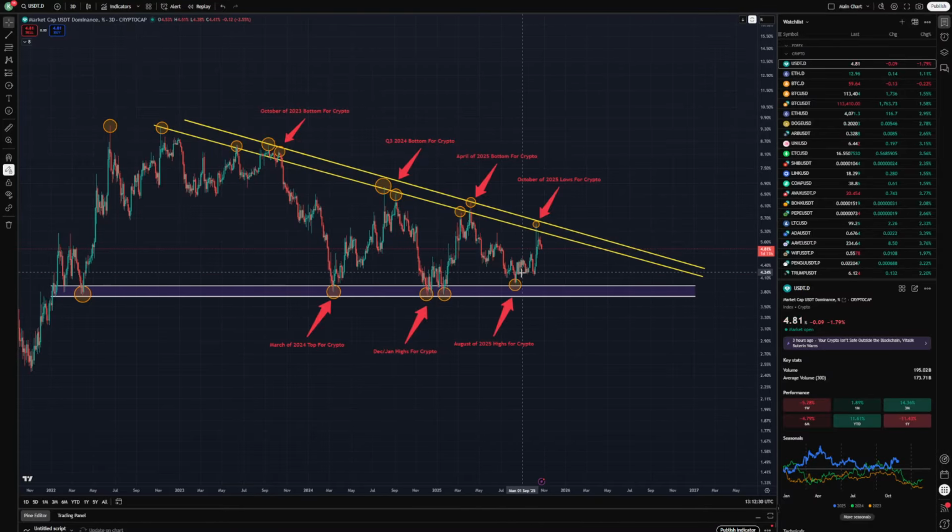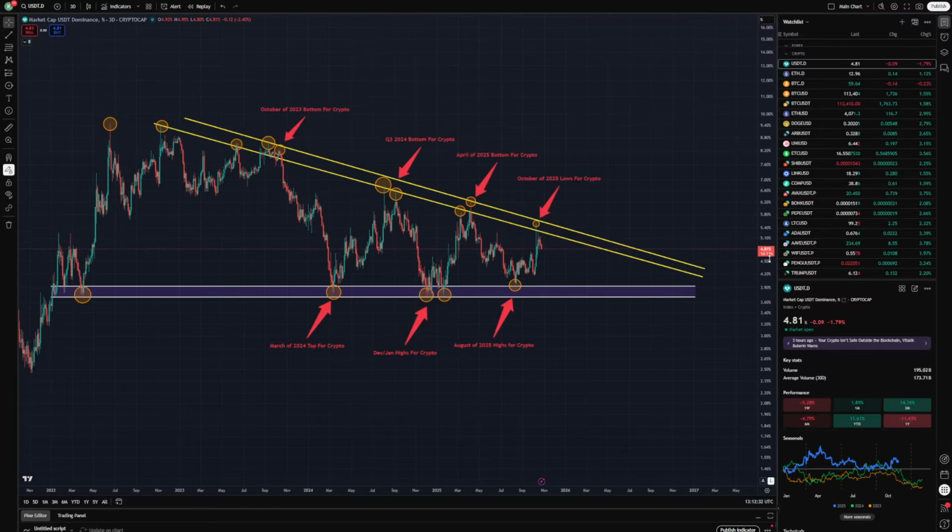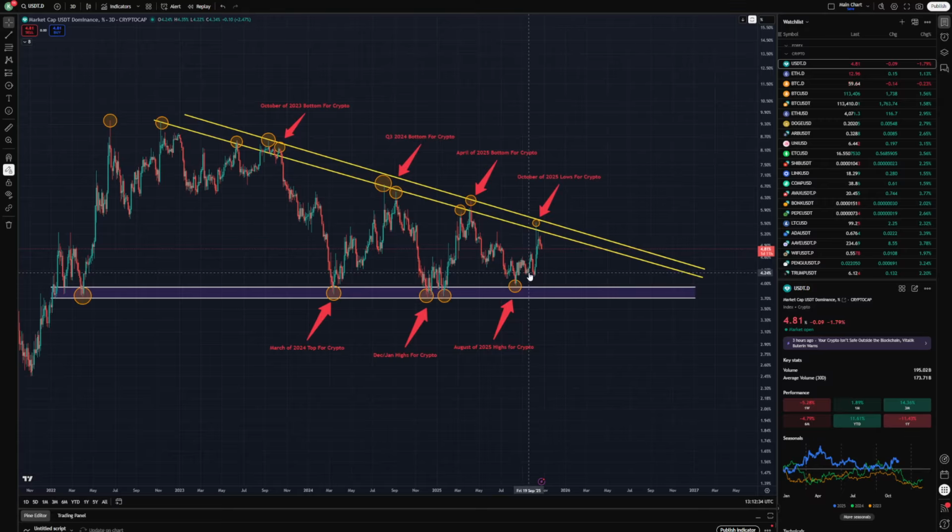And look what it typically does. And guess what happened? Look, you form your accumulation pattern. Boom, you get your rally back up to the top of the descending triangle. That's your October of 2025 lows for crypto so far. And it's looking like it could potentially be the lows. But you're noticing two things here.